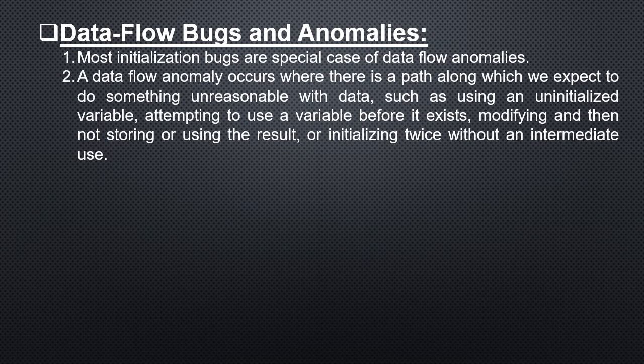Last in structural bugs are data flow bugs and anomalies. Most initialization bugs are a special case of data flow anomalies. A data flow anomaly occurs where there is a path along which we expect to do something unreasonable with data, such as using an uninitialized variable, attempting to use a variable before it exists, modifying and then not storing or using the result, or initializing twice without an intermediate use.